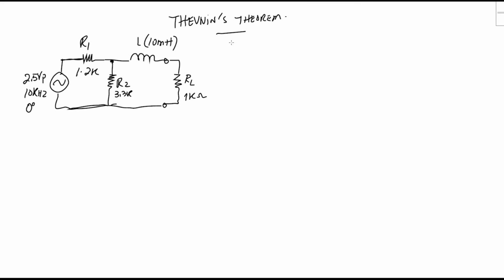Now, to verify this Thevenin theorem, first of all, let's take the original circuit. Let's call this one the original circuit, and try to find the current flowing through this load here. Let's say I original, O for original, so IO.